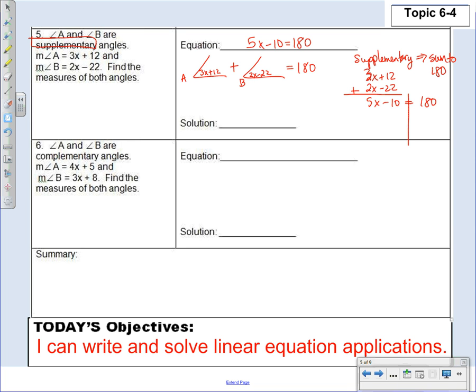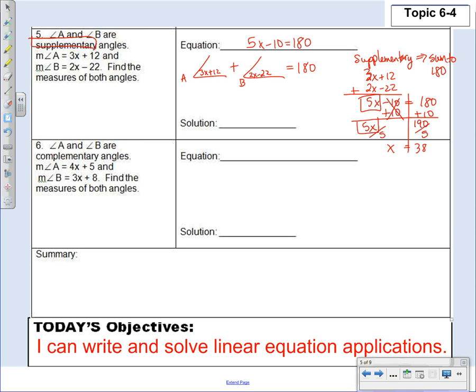Again, draw your line, box your variable. We have to get rid of the minus 10, do the opposite, it's plus 10. We still have 5x in the box. Negative 10 plus 10 is 0. 180 plus 10 is 190. We have to get rid of the 5 in the box, so we're going to divide both sides by 5. And then that will give us x is equal to 190 divided by 5 is 38.